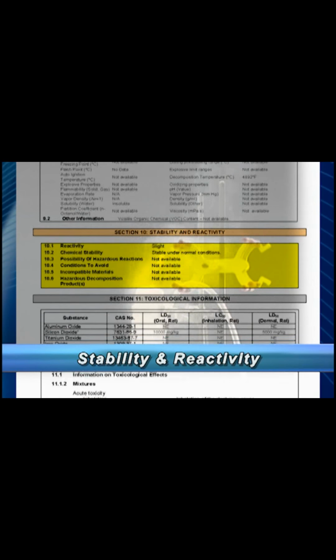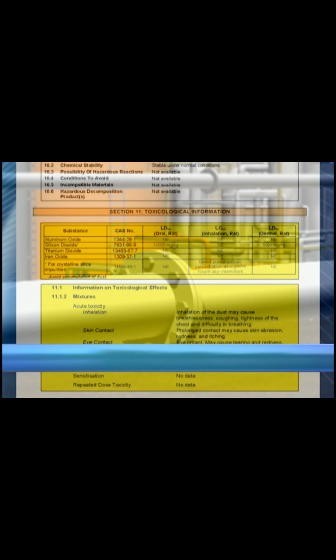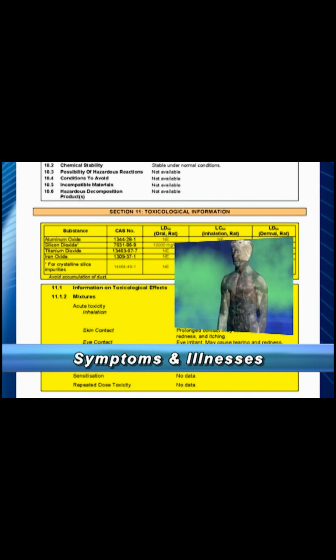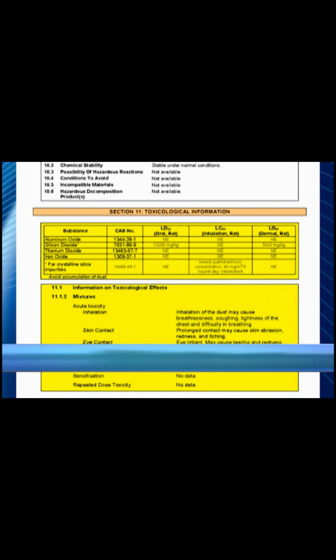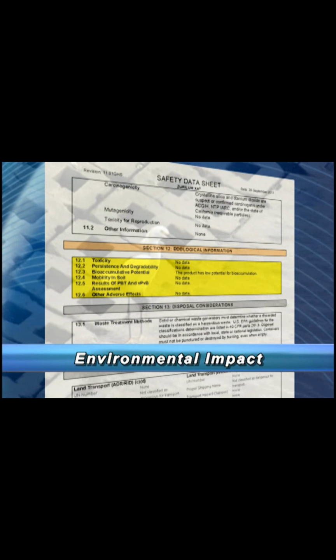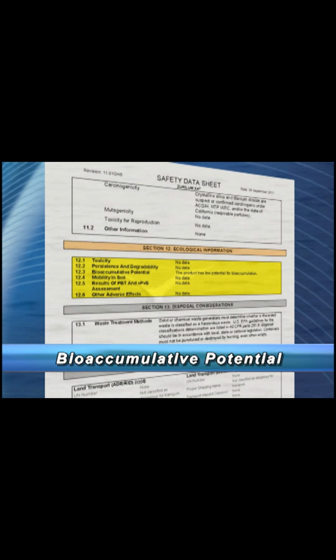Section 11 provides a concise but complete description of the various health effects caused by contact with the chemical. Information includes likely routes of exposure and the symptoms and illnesses that can develop. For information on the potential impact of a chemical on the environment, look in Section 12, which contains such ecological information as a chemical's ecotoxicity, bioaccumulative potential, and mobility in soil.